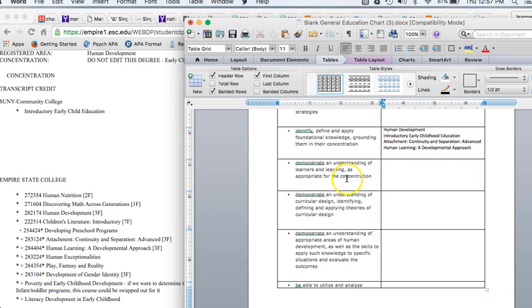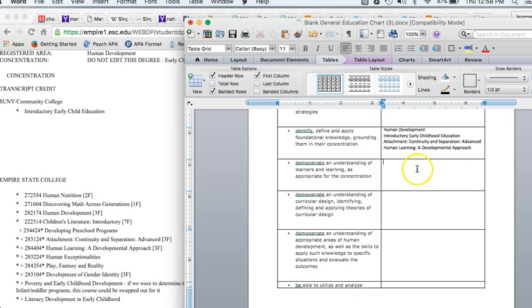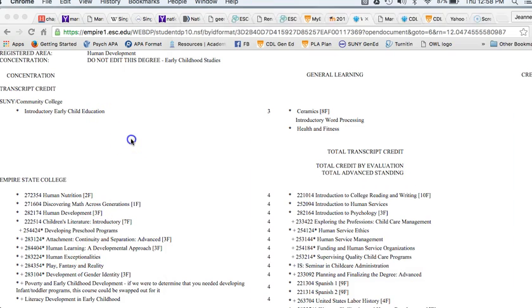Demonstrate an understanding of learners and learning as appropriate to the concentration. Well, definitely human learning, so I'm just going to copy and paste that and put that down here. And basically, this is how I go through these classes. And if I have a question, like, does human exceptionalities show an understanding of curricular design? Am I going to learn how to design curriculum or any theories of curricular design from human exceptionalities? I haven't taken that course yet.